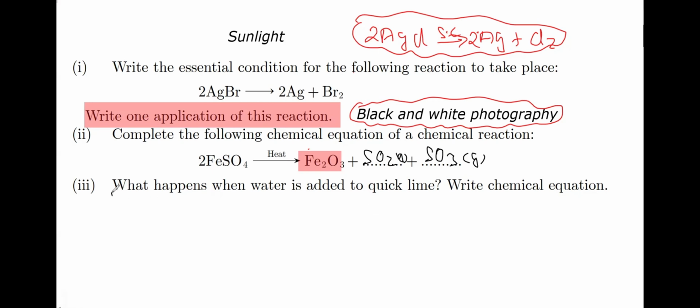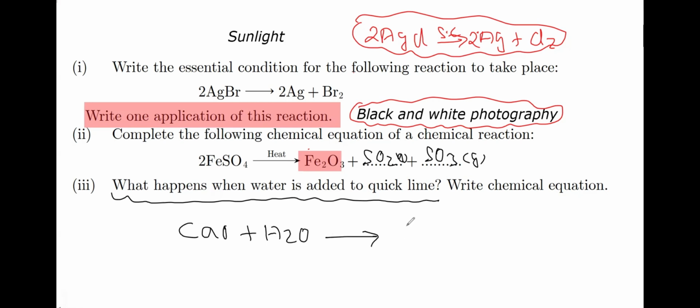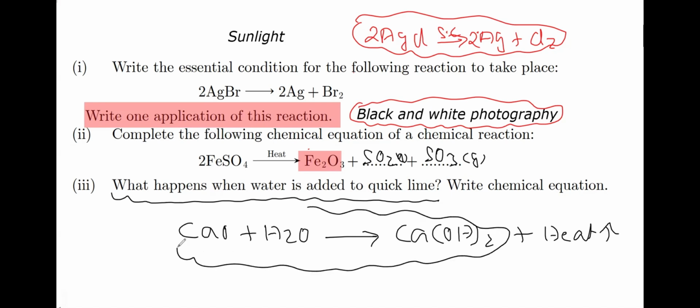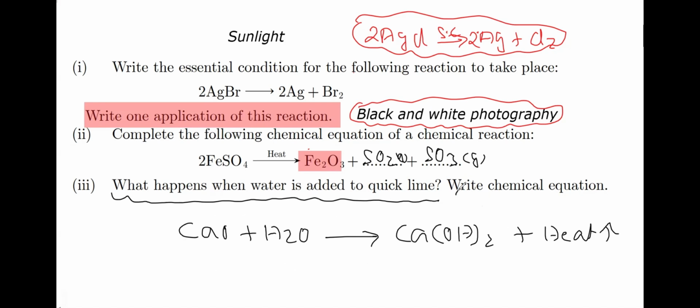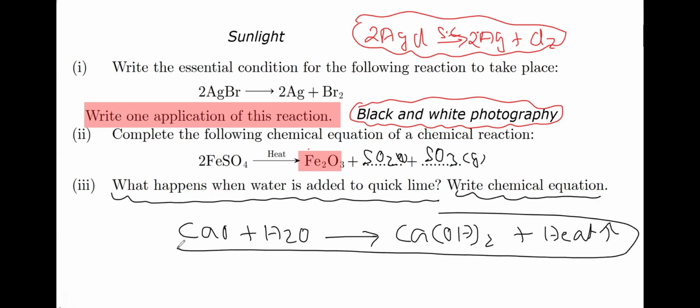Now there is one more part. What happens when water is added to quicklime? So quicklime is what? Calcium oxide. And when we add water into it, a vigorous reaction takes place to produce calcium hydroxide. And heat is released during this reaction. So this is an example of an exothermic reaction. At the same time, you can say it's a combination as well as an exothermic reaction. So we had to write down the chemical equation, which I have written over here.